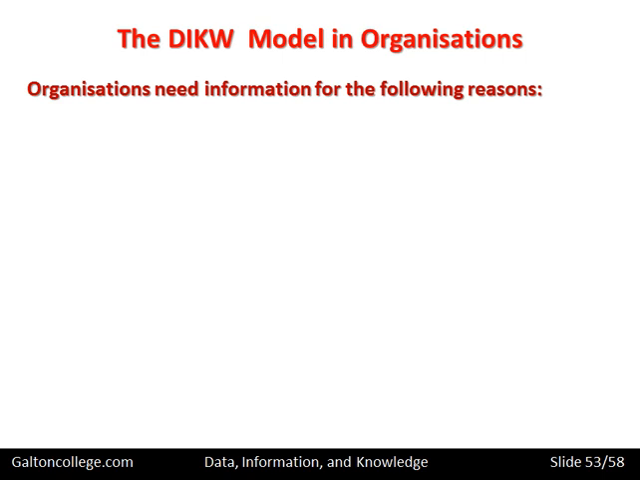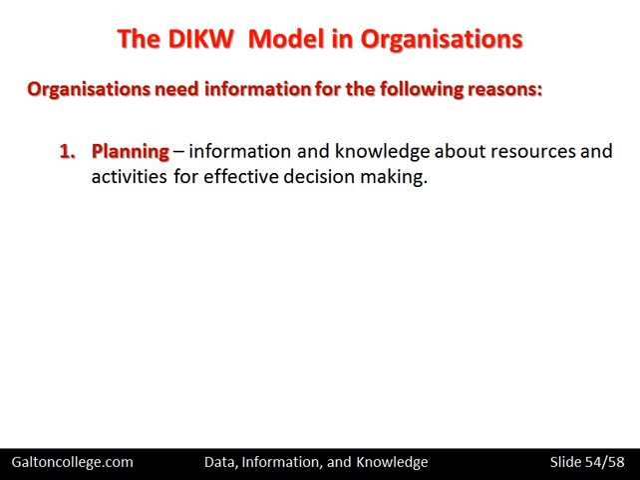So organizations need information for various reasons. And let's look briefly at why organizations need information. Well, first of all, for planning. The need to plan about resources and activities for effective decision making. Planning needs information. It needs knowledge. Planning actually needs wisdom. It needs good decision making when the information has been found and when there's a set of good information, which is the knowledge base of the business.